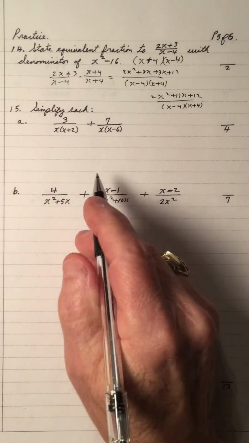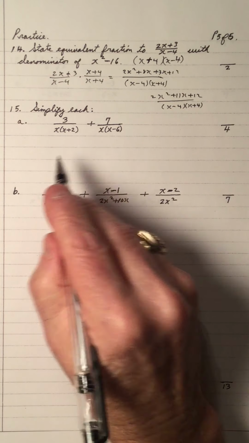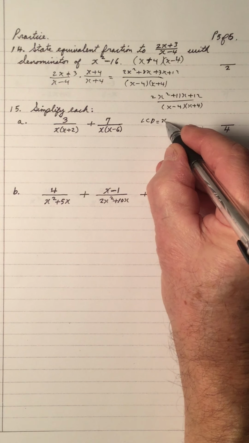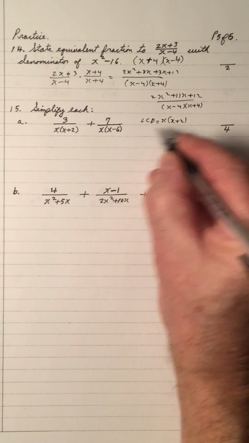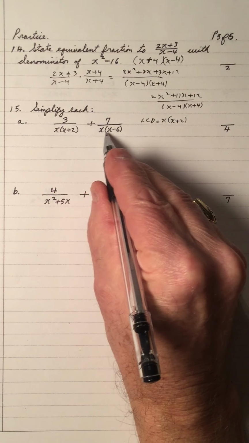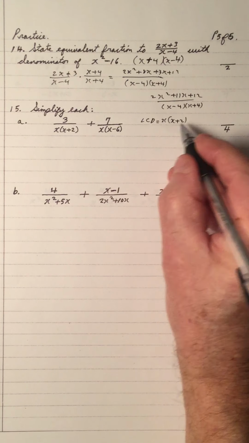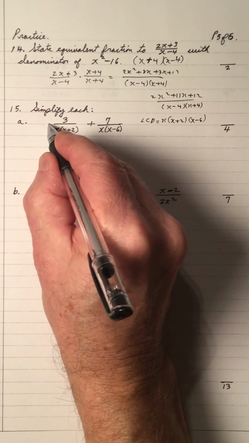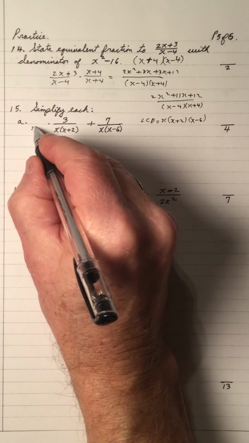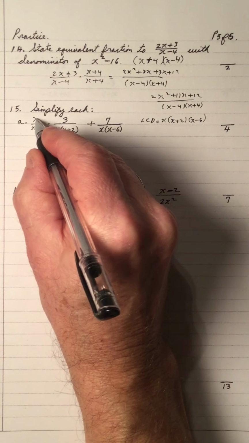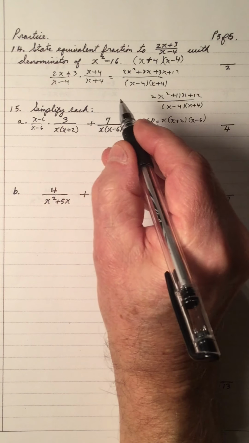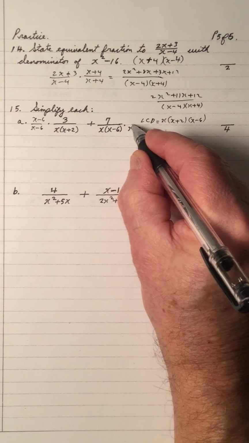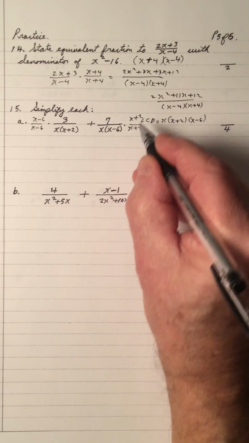Now we're simplifying. We're adding fractions. We need an LCD. So the LCD is x times x plus 2. We have to write down this one. What's over here in this denominator that's not here? And it's an x minus 6. That means that this first denominator has to be multiplied by x minus 6 over x minus 6. And the second one has to be multiplied by x plus 2 over x plus 2.